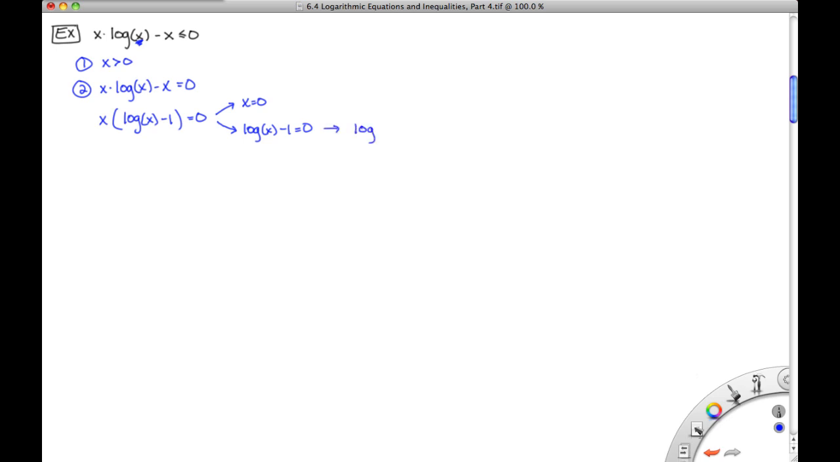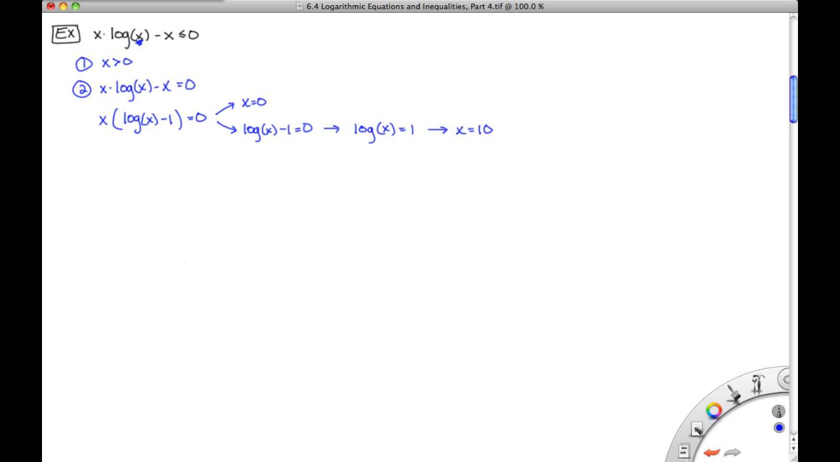This is a regular logarithmic equation, so we add the 1, and we've got an isolated log on one side, we've got a constant on the other side, and we're just going to rewrite this as x is equal to 10, which is our base, to the power of 1, or essentially just equal to 10. So these are our two possible solutions.